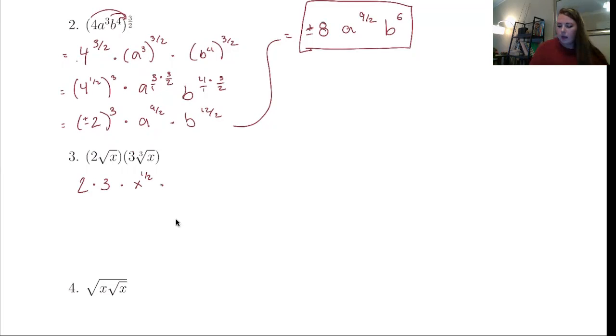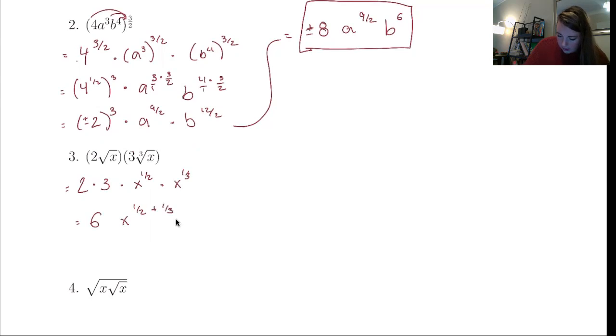That's a big thing in mathematics, if one number or base becomes so normalized, they just drop that number. And we'll see that later on. Log base 10 is just called log. They just drop the 10 because it's used so much. And then x to the 1/3. Okay, so this is going to be 6. 2 times 3 is 6. And then x to the 1/2 plus 1/3.